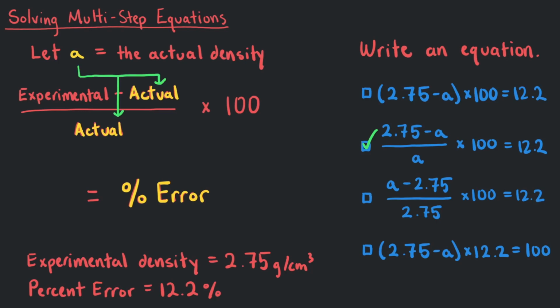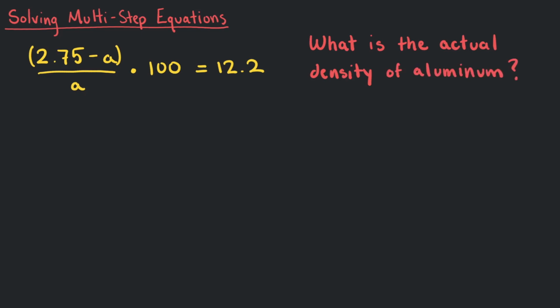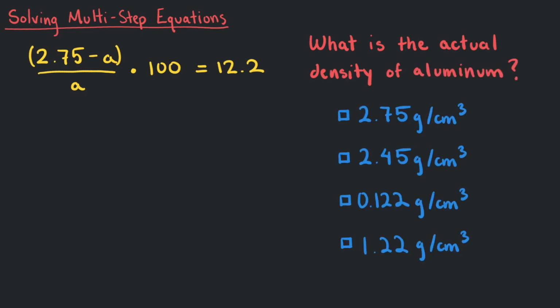Exactly. A represents the actual. (2.75 minus A) all over A, times 100, equals the 12.2% error. What is the actual density of aluminum? This one's a bit tricky. We divide each side by 100 first to get (2.75 minus A) over A equals 0.122.